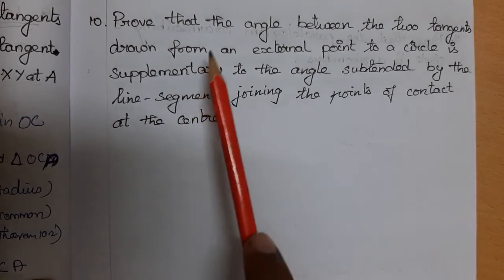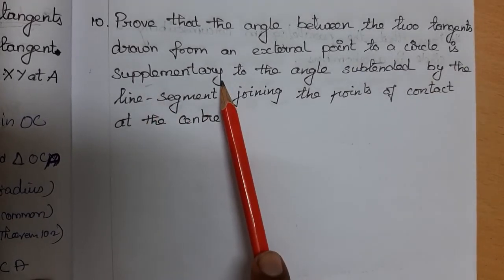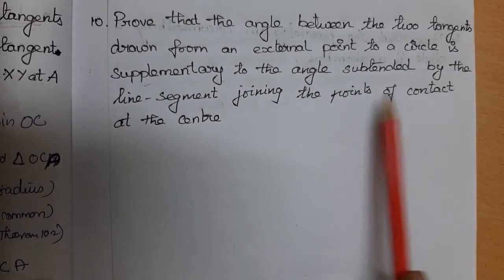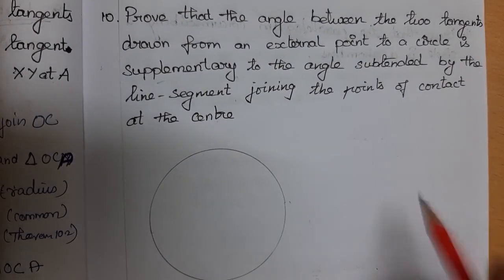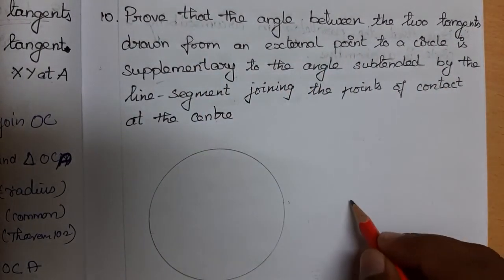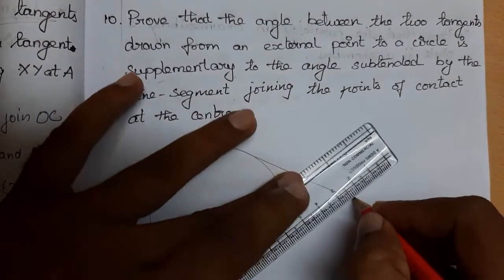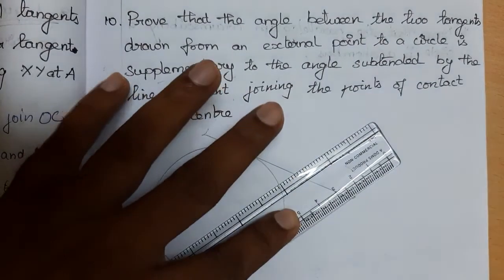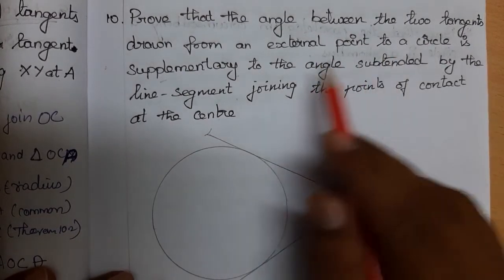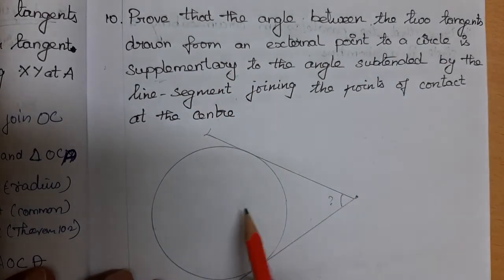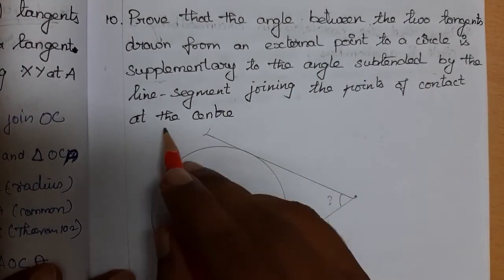Here we have to prove that the angle between 2 tangents drawn from an external point to a circle is supplementary to the angle subtended by the line segment joining the points of contact to the center. For this we have to draw the circle. I have drawn a circle, and 2 tangents are drawn from the external point. From here I am going to draw 2 tangents, and the angle between the 2 tangents is this angle. Supplementary means if we add it with another angle, it should be 180 degrees, right?